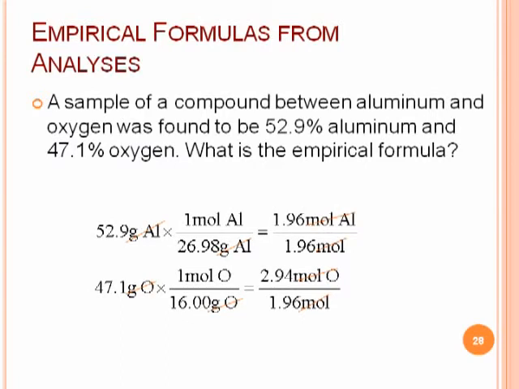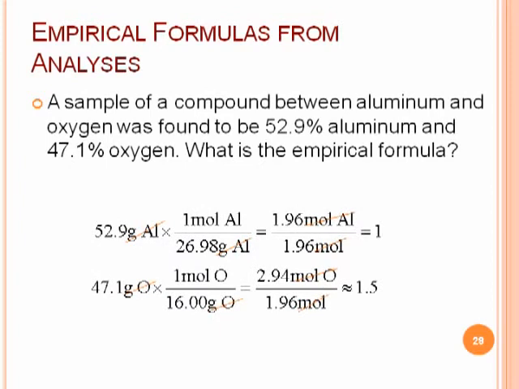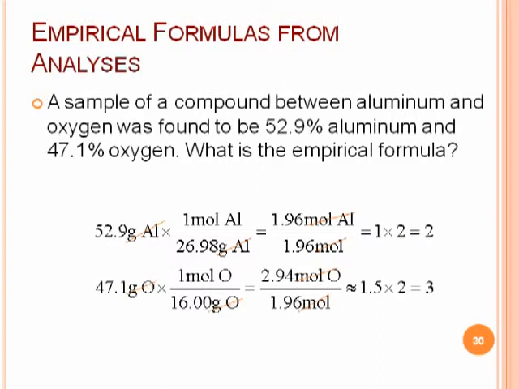So we divide both of them by 1.96 moles, and I get 1 aluminum to 1.5 oxygens. So I'm going to multiply by 2, and we get 2 to 3: 2 aluminums to 3 oxygens. So we can say our empirical formula is Al2O3.